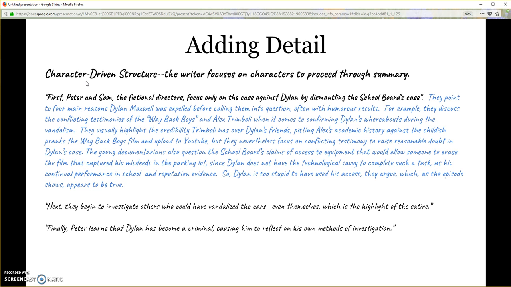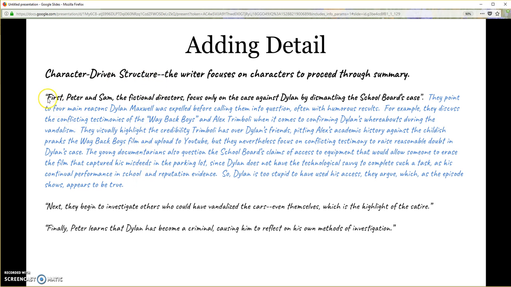Remember the tortilla chip analogy? Dylan's story is the tortilla chip. The salsa would be the mockumentary. So they're using Dylan's story as a vehicle to spoof this true crime genre. Okay, so let's look at what I did here.